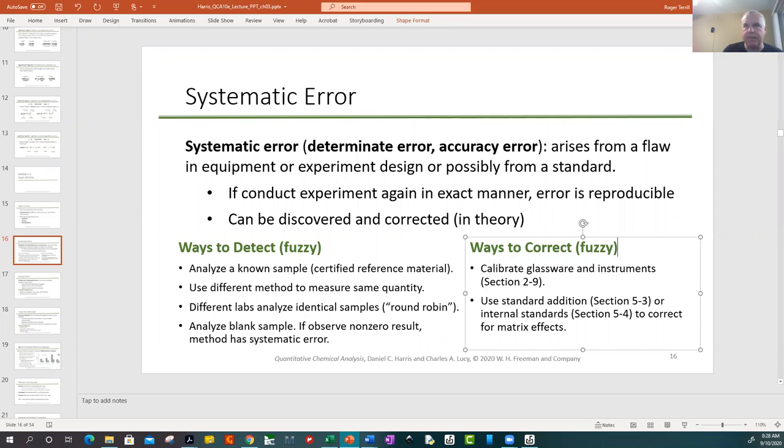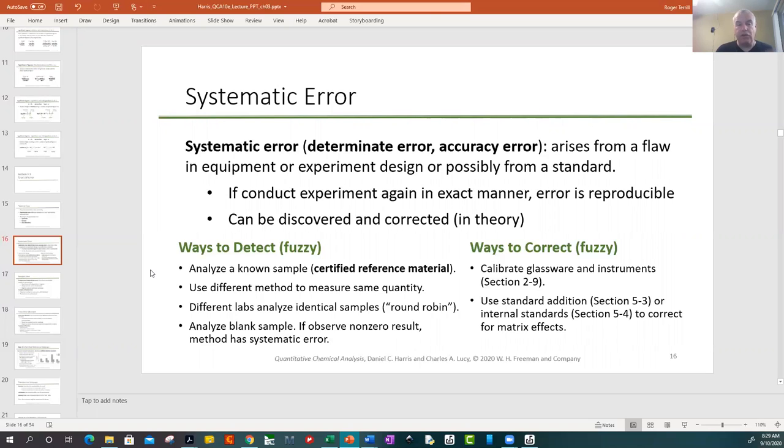if you use your method and you analyze a certified standard reference material, then you know what the answer should be, right? Like if you spend the money and you buy a $500 candy bar that has 374.2 milligrams of caffeine, and you come out with 258.3, you know that your method is low. It's giving a low answer, right?